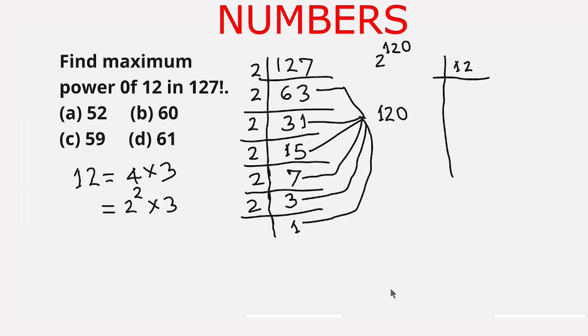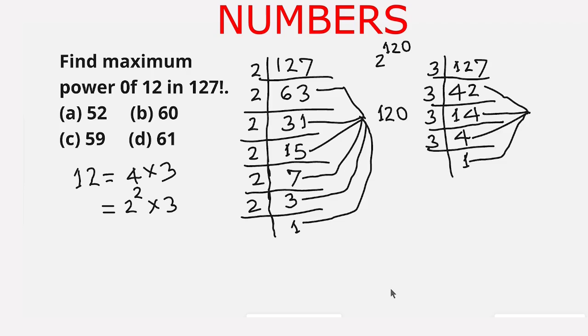We divide 127 by 3. 3 times 4 is 12, we carry 7. 3 times 2 is 6. And our quotient is 42. We again divide 42 by 3. We get 14 as quotient. We again divide 14 by 3 and we get quotient as 4. We again divide 4 by 3 and the quotient is 1.